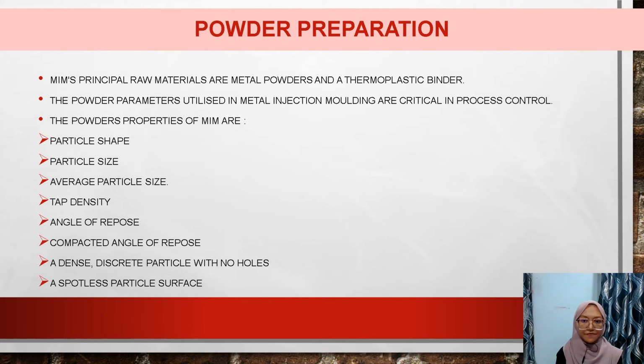Powder preparation for metal injection molding. Metal injection molding's principal raw materials are metal powders and thermoplastic binder. The powder parameters utilized in metal injection molding are critical in process control. The powder properties of metal injection molding are particle shape, particle size, average particle size, density, angle of repose, and more.